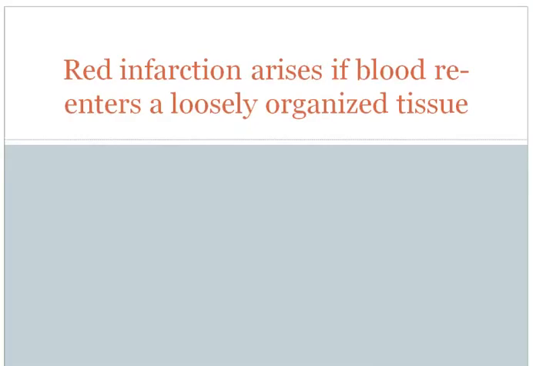Another important derivative principle is that we could get red infarction within a tissue. And red infarction requires two things in order for it to be seen. First, blood must re-enter the tissue. And second, the tissue must be loosely organized so that it can hold the blood, giving it a red color. So these two things are required. Blood must re-enter the tissue, and the tissue must be loosely organized.